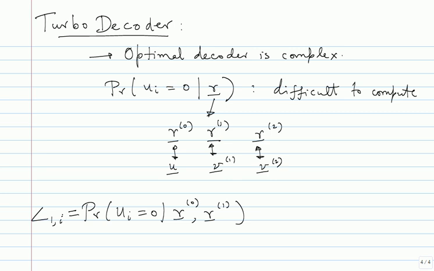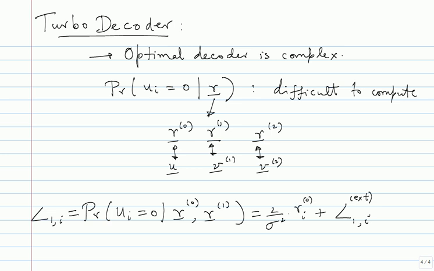The a posteriori LLR using values only from encoder 1. I'm not using encoder 2 at all. Clearly this is suboptimal, right? This is not the optimal solution. I don't need the other encoder, and there's no way in which I can claim that this is going to be optimal in any way. But forgetting about all that, how do I know this will split? This will split as 2 by sigma square times R0_i plus L1 extrinsic i. I know this will split like this. Let me just compute this and keep it aside.